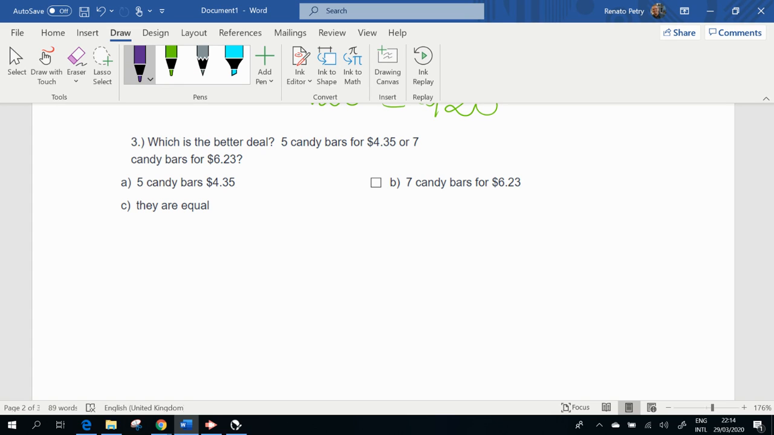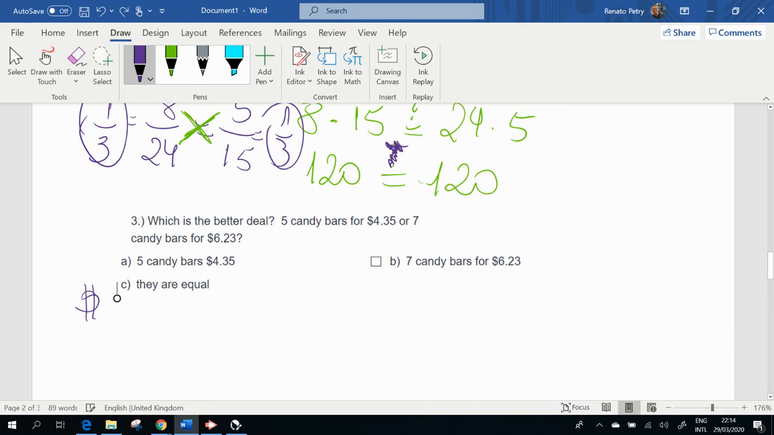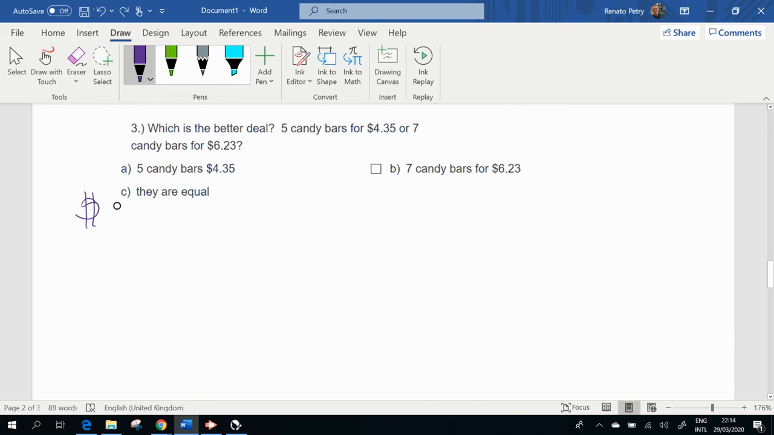What and how can I start? There are two ways. I'm going to do one way, okay? So one way I can think about is the proportion of dollars per candy bar. My handwriting is not that good today. Dollars per candy bar. Okay? So how much am I going to spend for one candy bar?